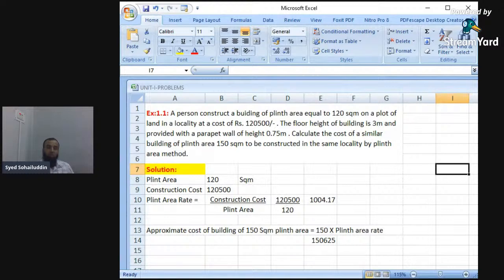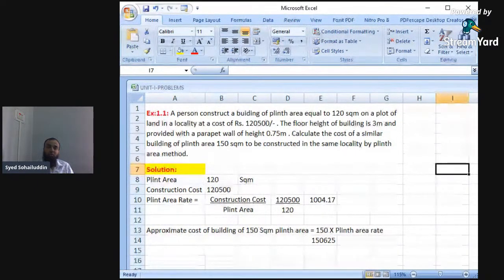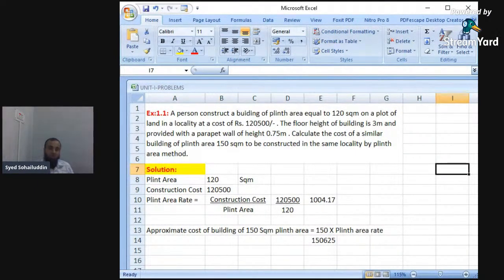Construction cost is 120,500, and the plinth area rate depends upon the construction cost divided by plinth area. Construction cost is 120,500 divided by 120. So the cost of building, the plinth area rate, is 1004.17 rupees per square meter.